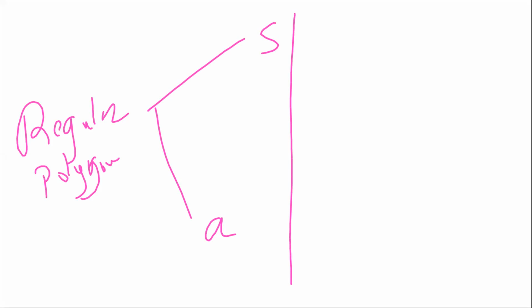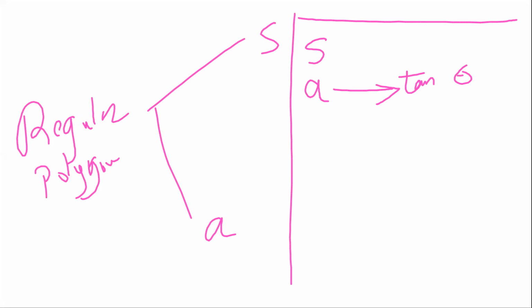So, in the regular polygon, two things you have to know. In the regular polygon, you need to find the side and the apothem. Sometimes, if I give you the side and you need to find the apothem, you have to find the apothem using the tan theta. Then you can find the area.